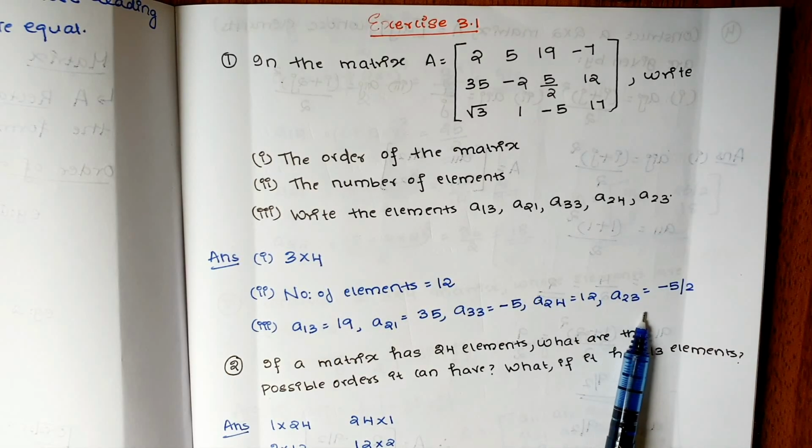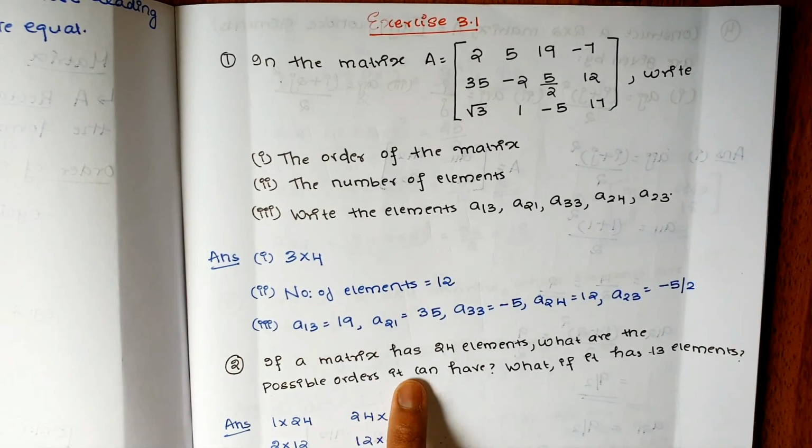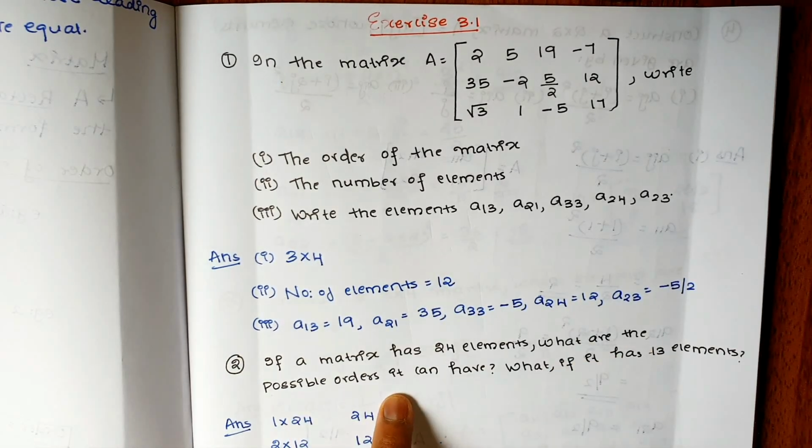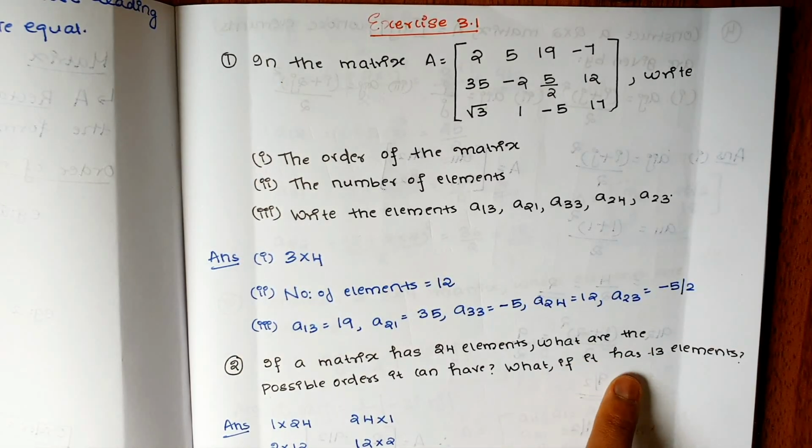A23, second row, third column, -5 by 2. Okay, next question. If a matrix has 24 elements, what are the possible orders it can have? What if it has 13 elements?